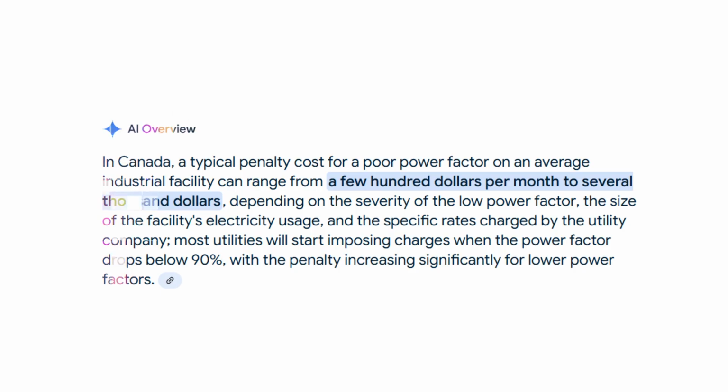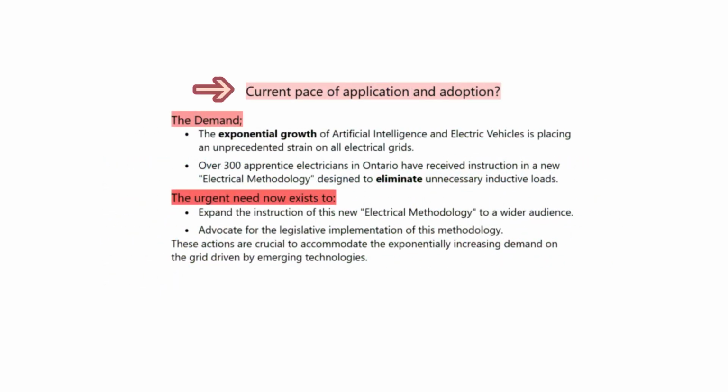What is the current pace of its application and adoption? Well, let's first consider the demand. The exponential growth of artificial intelligence and electric vehicles is placing an unprecedented strain on all electrical grids.